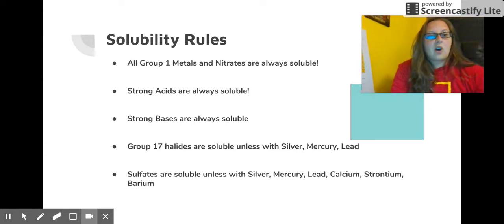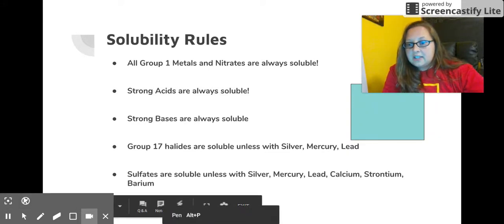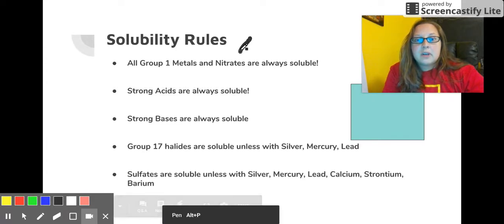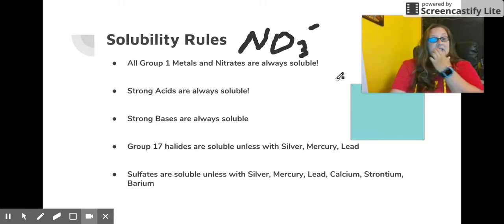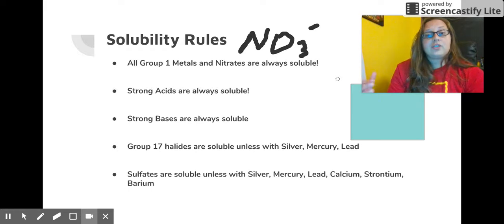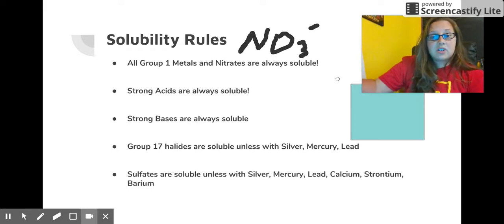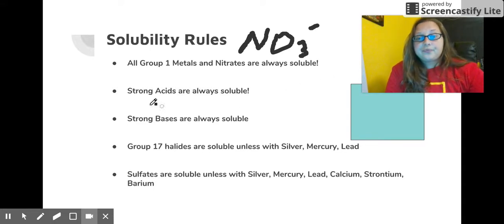One other thing that's always soluble is nitrates. So nitrate, let me see if I can draw that on here. This might not be too pretty, but we'll go with it. NO3-, that is the polyatomic ion nitrate. That is one that you do have to memorize. Anytime you see nitrate in a compound, that's also always soluble. It splits apart into its separate ions.